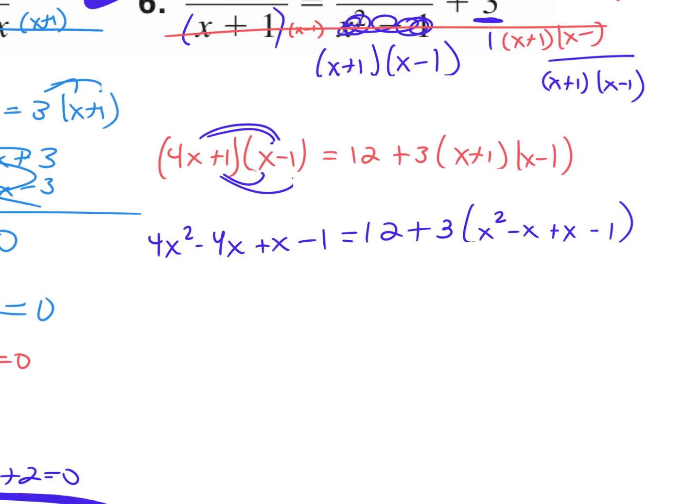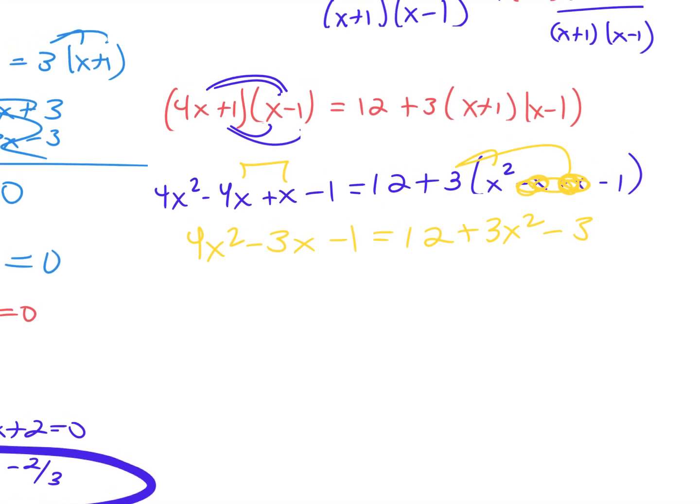You guys don't have to do everything in one step. It's no big deal. You can take a few steps. Let's go ahead and clean this up. What can I clean up here? This is going to become 4x squared minus 3x minus 1. You guys agree? And then over here, I'm going to keep that 12 here. What's going to happen with my positive x and negative x? They're going to cancel. So you can now just say, okay, I have plus 3x squared minus 3.